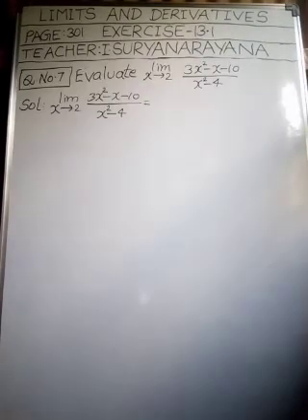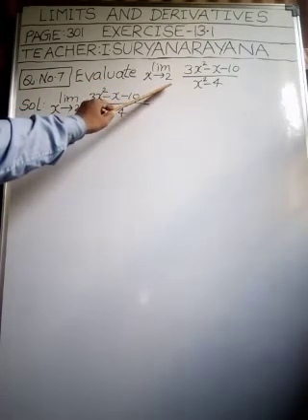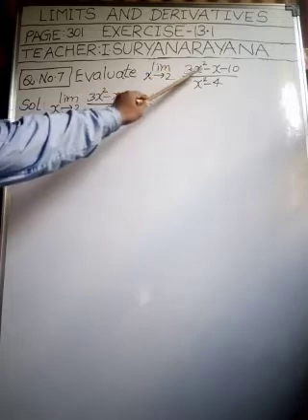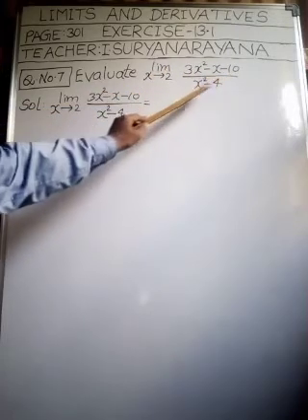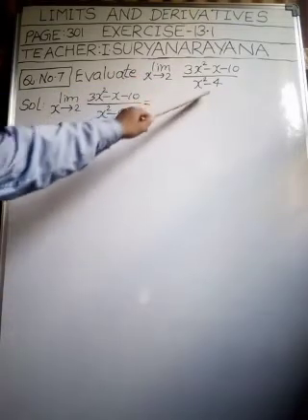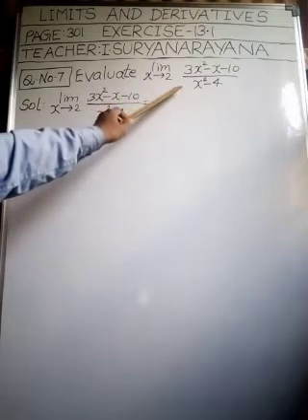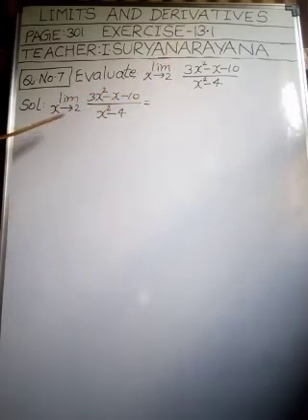Right. Come to the next question, that is question number 7. Okay, my children. Evaluate as x tends to 2, limit of 3x square minus x minus 10 by x square minus 4. Understood this question, my children? We have to evaluate the limit of this function as x is approaching 2. Okay, my children, understood this question? Right. Come to the solution part.